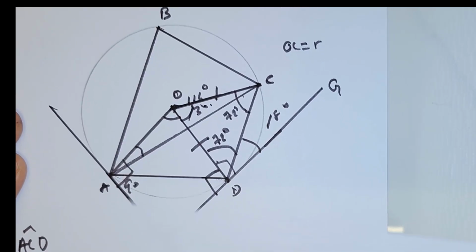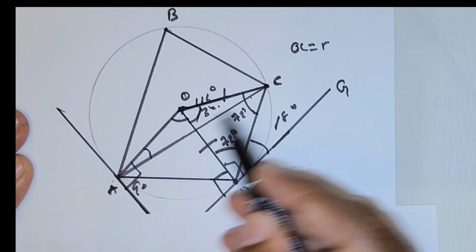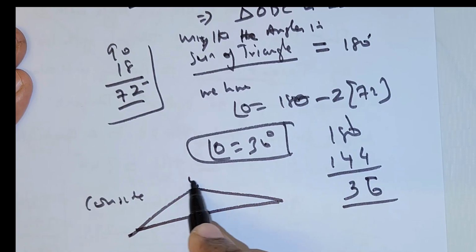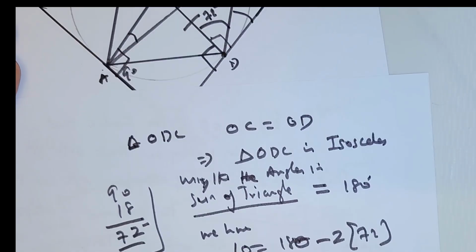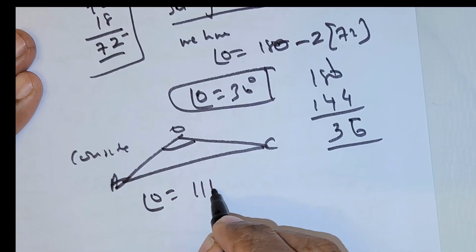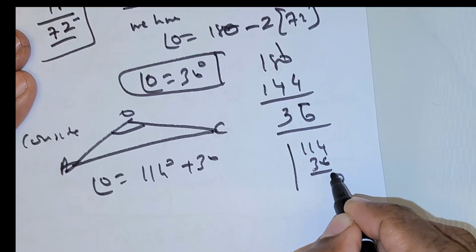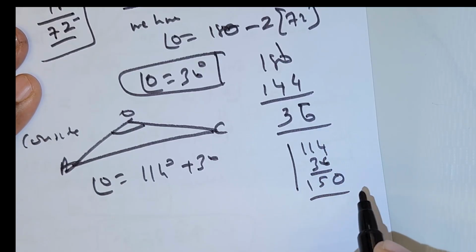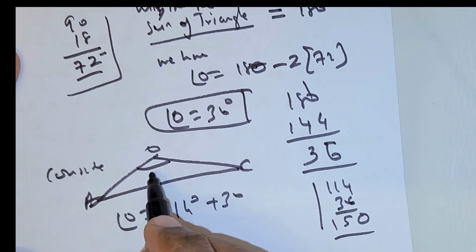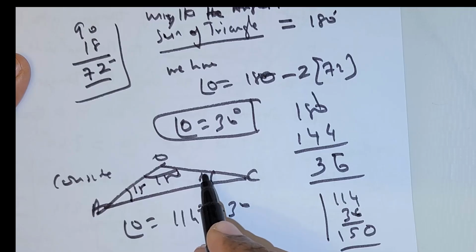Watch out. Now what I'm going to do is consider OAC, this entire triangle. Now the total angle at O is 114 degrees plus 36. So what is that? This is 150. If this entire angle is 150, the remaining 30, this should be 15, this should be 15. Is it not?